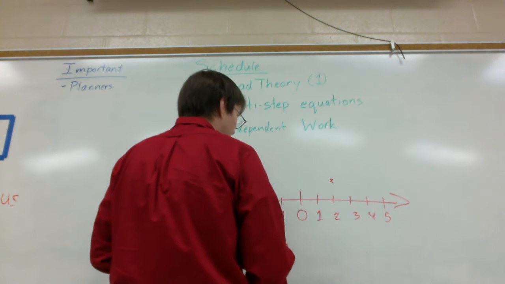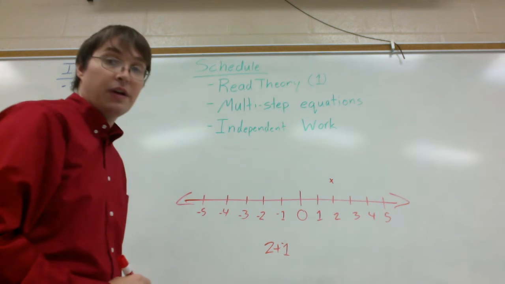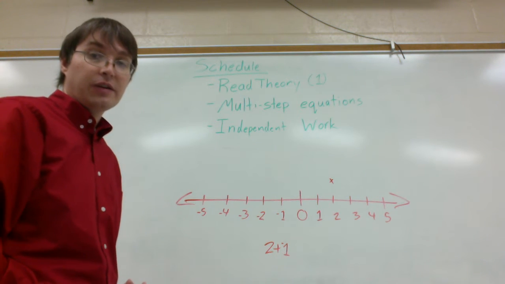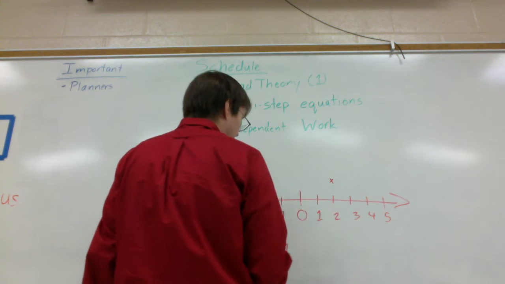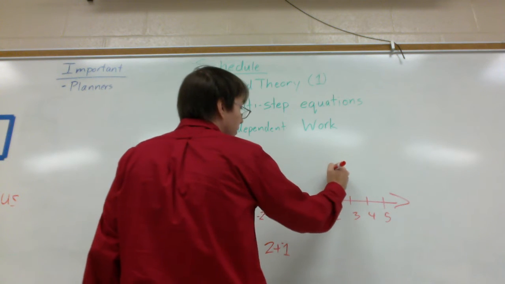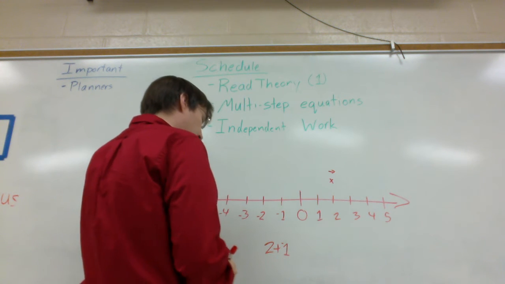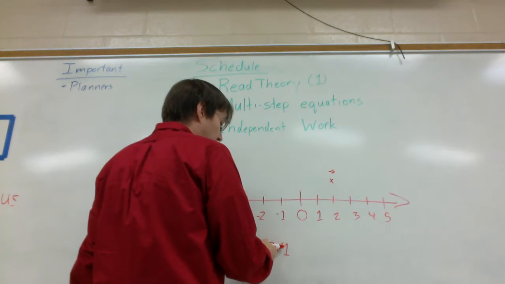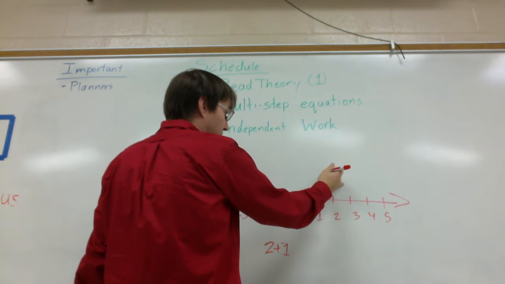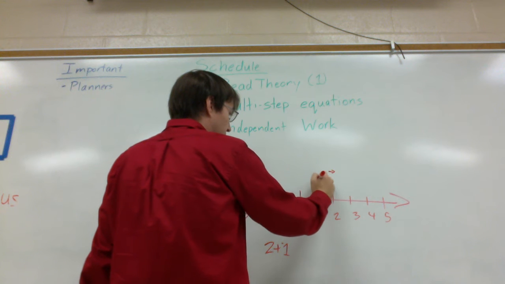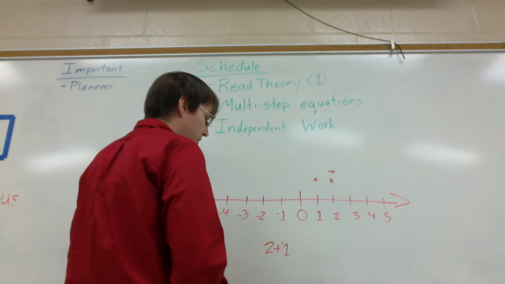If I had something like this, 2 plus a negative 1, I would do it a little bit differently. 2 plus negative 1, again, I have a plus sign, so that's going to tell me I look right. Then I have a negative 1, and so I'm actually going to move in the opposite direction of the arrow. So instead of going forwards 1, I'm going to go back 1. That's going to give me 1.